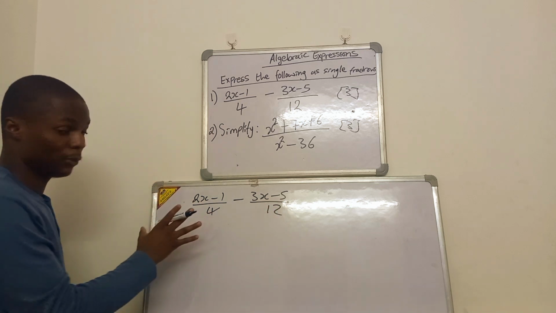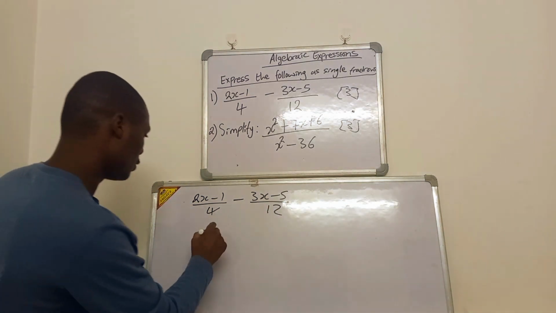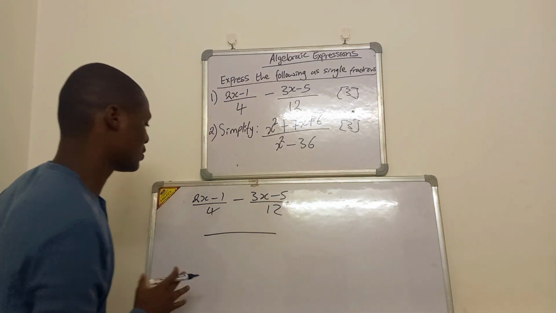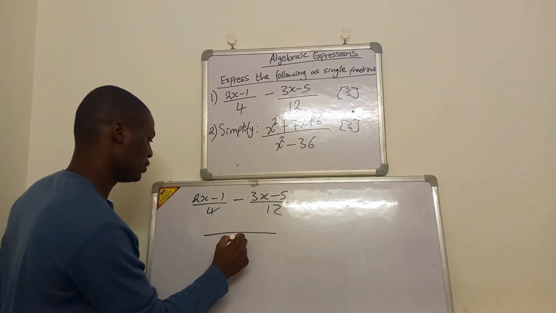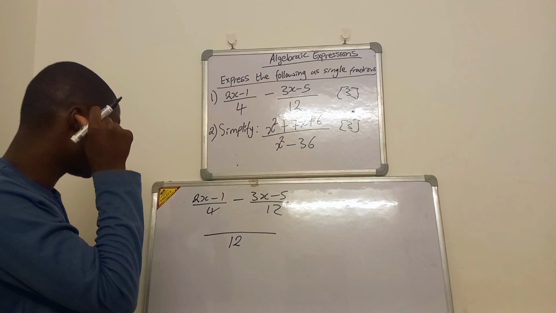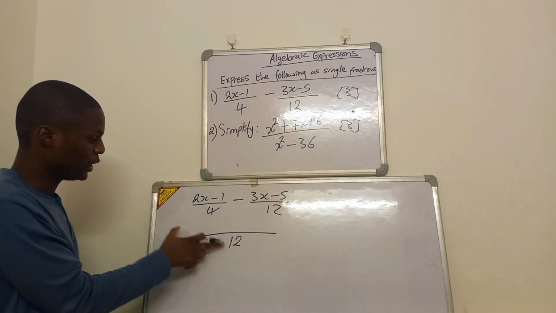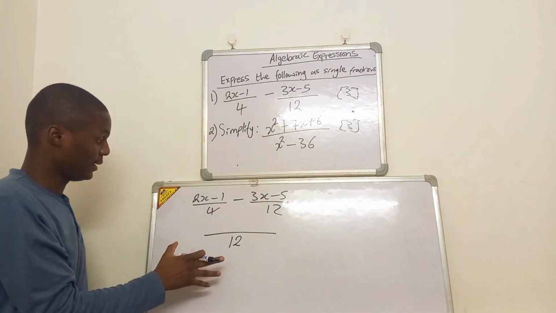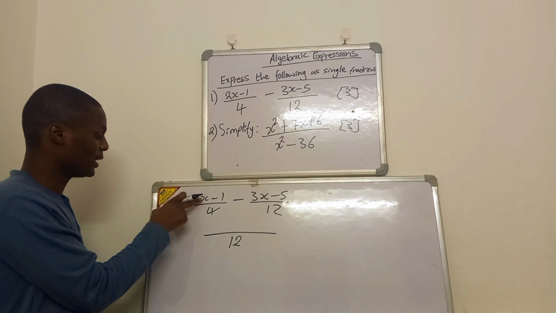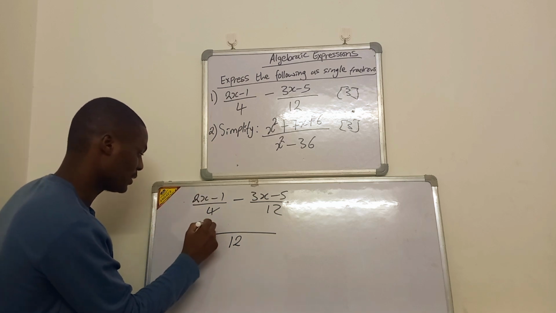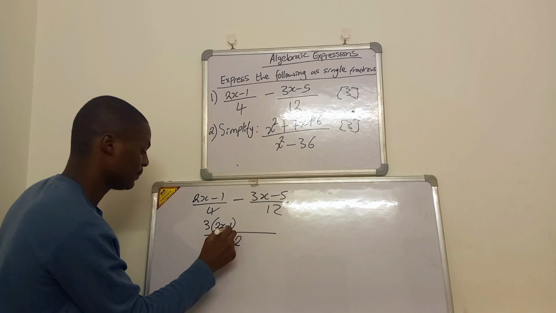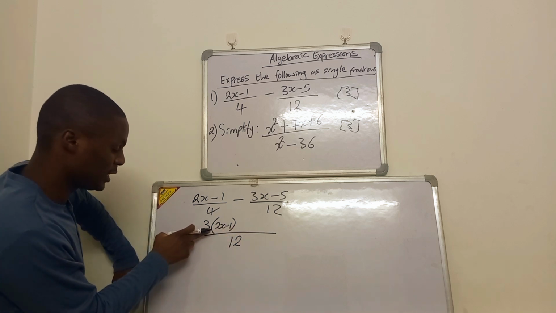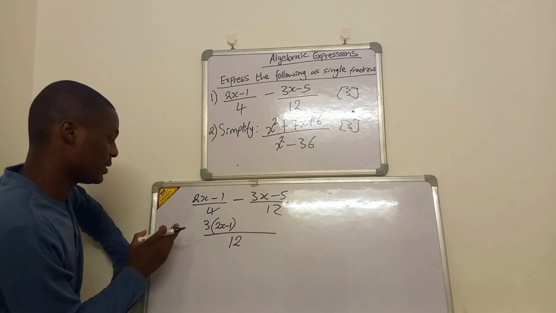Okay, so what you do first, you find your common denominator. What is common? Our common denominator here is 12. So we say 4 into 12, that's 3. Then this 3 will multiply 2x minus 1. So 3 will multiply 2x minus 1. You show your multiplication by putting a bracket.